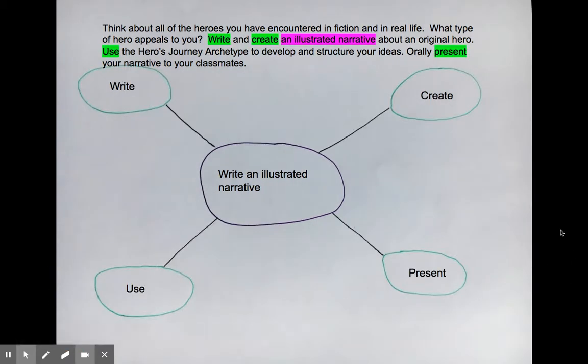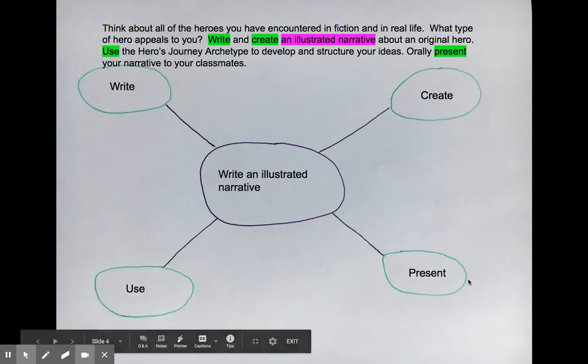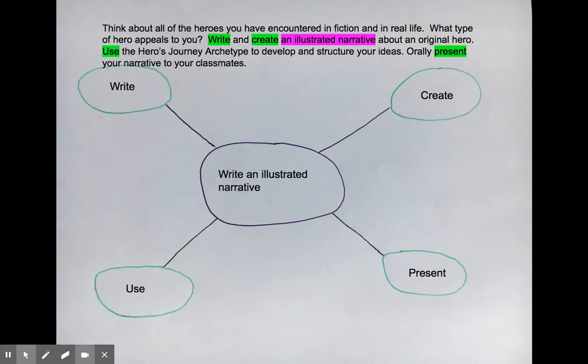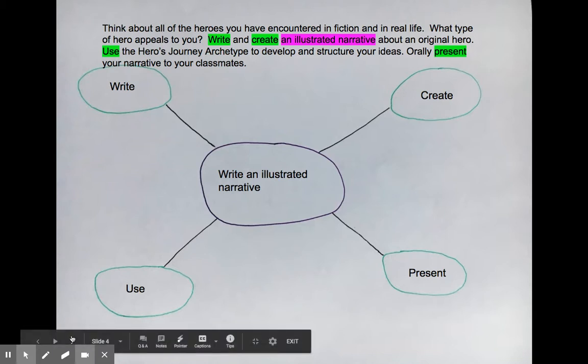Okay, now what are we going to do? How are we going to take care of that? Okay, so highlighted in green are the verbs in that particular task that we're doing. And as you can see, they are write, create, use, and present. Those are the things that we are going to do in our completion of this task of writing an illustrated narrative. Okay. Now, what's going to go into that? How are we going to accomplish that?